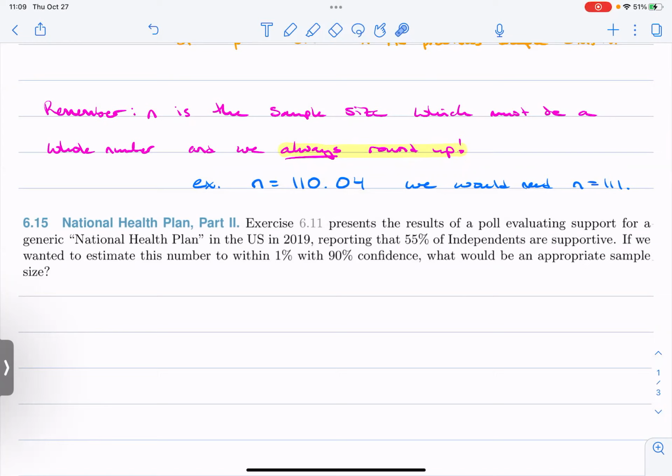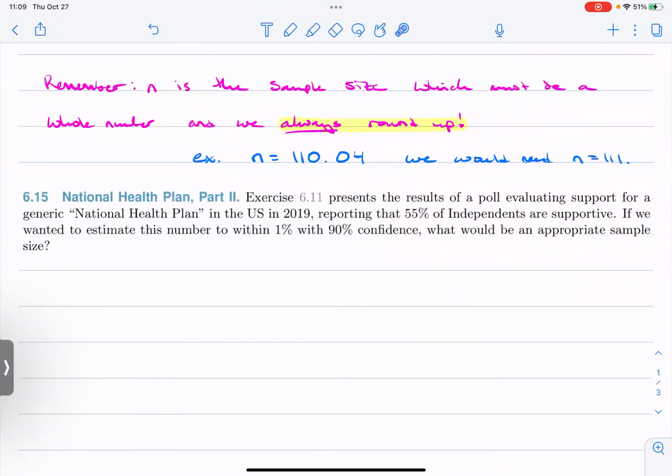So it is referring to a previous exercise, but we have everything that we need in this blurb, so that's fine. So we're looking at the results of a poll evaluating support for a generic national health plan in the US in 2019, which reported that 55% of independents are supportive. If we wanted to estimate this number to within 1% with 90% confidence, what would be an appropriate sample size? And so that's what tells me, okay, I need to solve for n, right? So that's good.